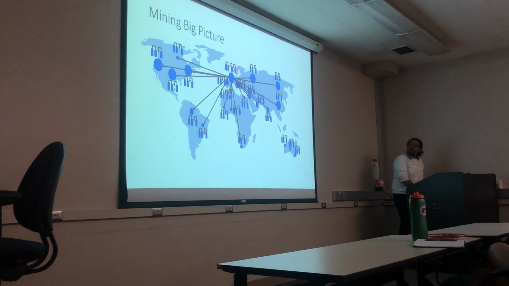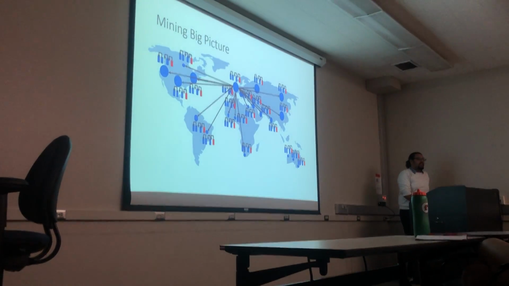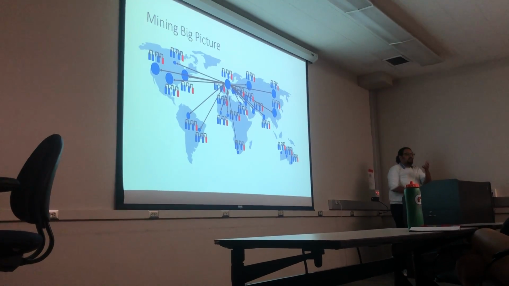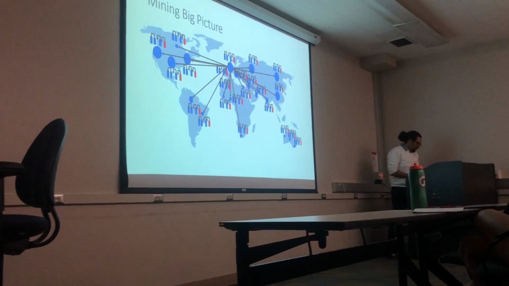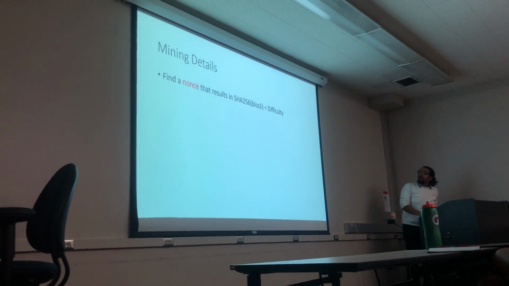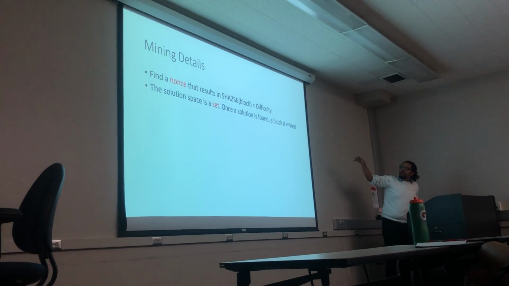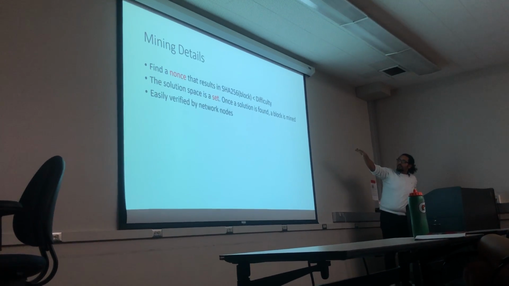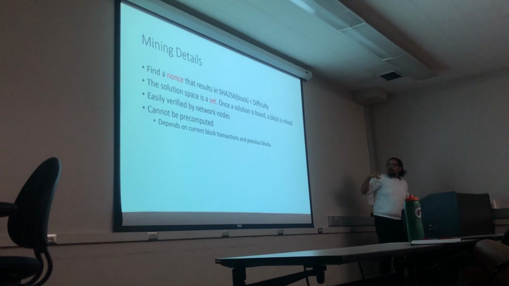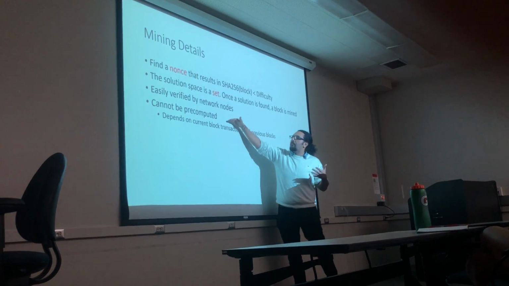Before that, yes, we have to send it to everyone. They accept it. Why do they accept it? Because the probability of me finding the same block is equal to finding the next one, so I might as well just accept this and move on. So, find the nonce that results in the SHA-256 of the block being less than the difficulty. The solution is a set. Once a solution is found, a block is mined. It's easy to verify.